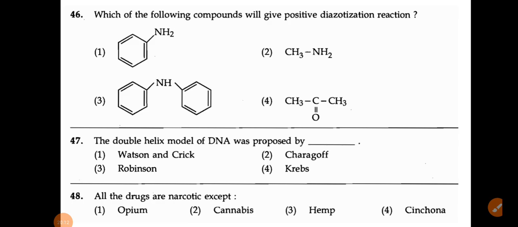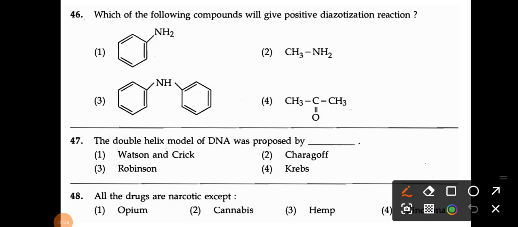So here are the four different options. First one is your aniline, then methylamine, then diphenylamine, and then acetone. So what is the correct answer here? That is your aniline. Because if you know the diazotization reaction, aniline undergoes the diazotization reaction in the presence of HNO2 and all, and it forms the diazo salt, N2Cl, right? So that's why aniline is the correct answer here.